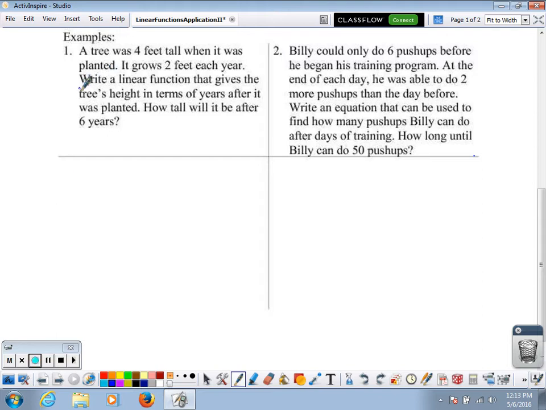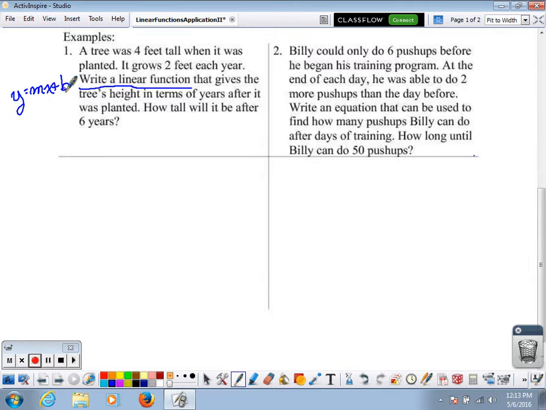Okay, when you see the phrase, write a linear function, that basically indicates that you're going to be dealing with y equals mx plus b. Write a linear function basically says that's what you're going to have.